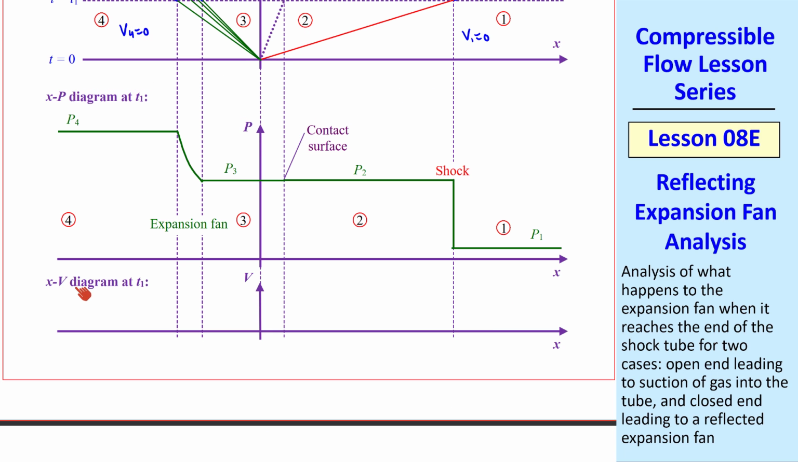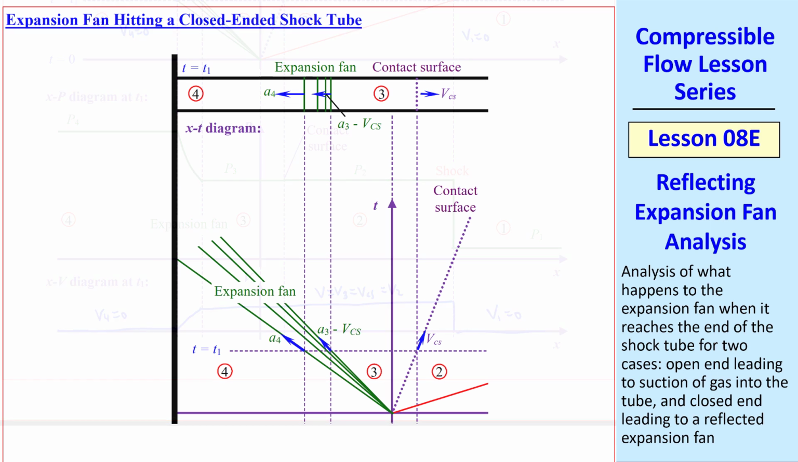Now I'll introduce an XV diagram, also at time T1. V is V4 or 0 up to the expansion fan, and then it grows to some value V3, which is constant and equal to VCS, and also equal to V2. Then it drops suddenly to 0 again in region 1, where V1 is 0. This gradual change of speed from 0 to some magnitude V3 will become important when we look at the open-ended case. Let's consider first the closed-ended shock tube.